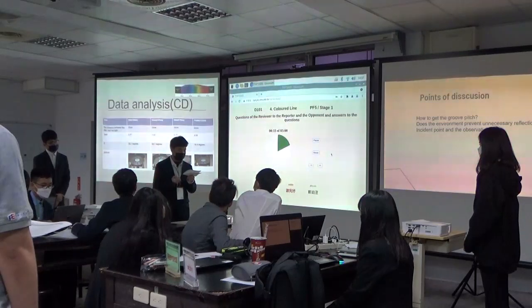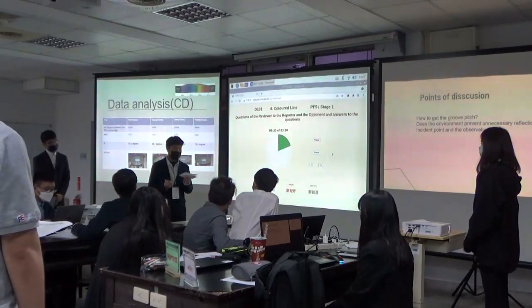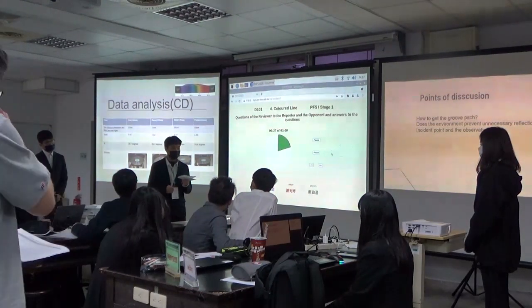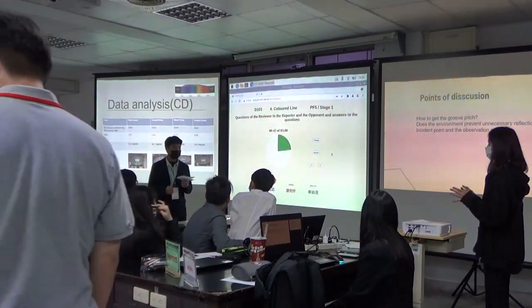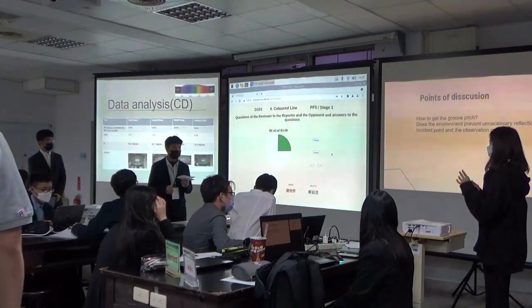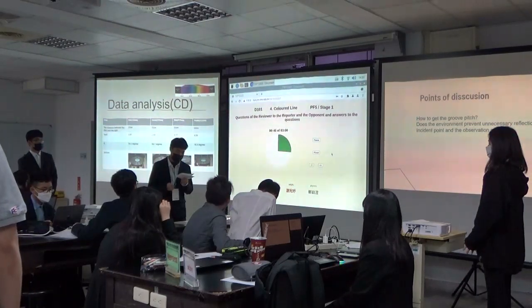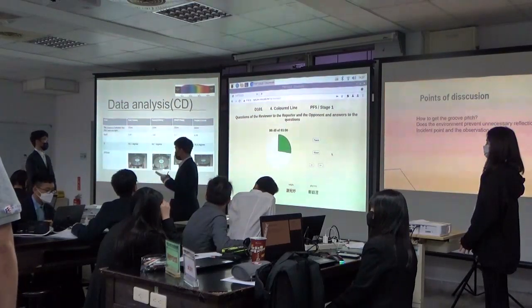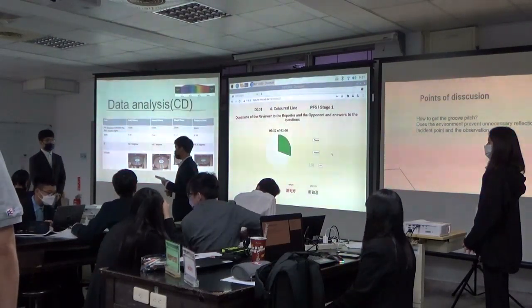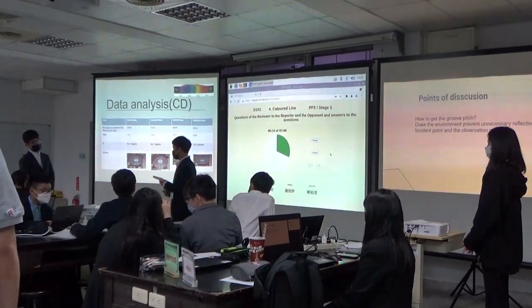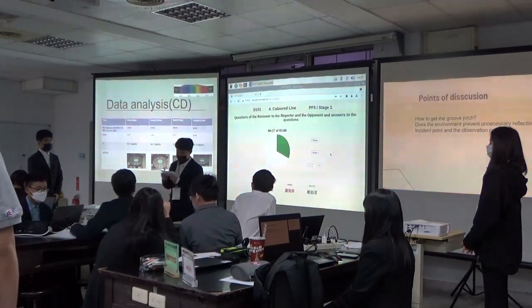Second question. Opponent, do you think the result of the TBD and CD is different? Maybe they will have the same trend, but their result won't be the same. Yes. Reply. They will be similar. When we have a bigger incident angle, we can observe the color blue, and a smaller incident angle is color red. Yes, similar.